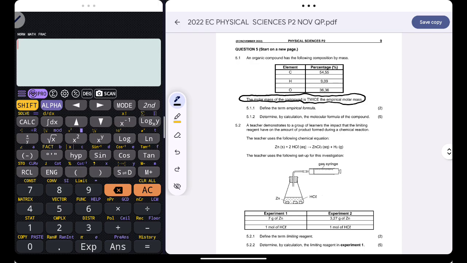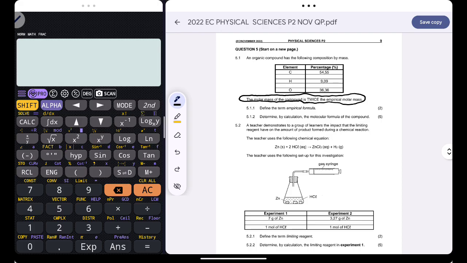Now let's go. We are told to define the empirical formula. Okay, the empirical formula, guys, is just the smallest whole number ratio of elements that makes up a substance. Okay, please write it down. A smallest whole number ratio of elements that makes up a substance. Then secondly, we are being asked to determine by calculations the molecular formula of the compound.